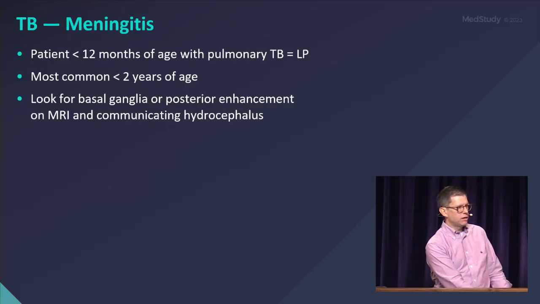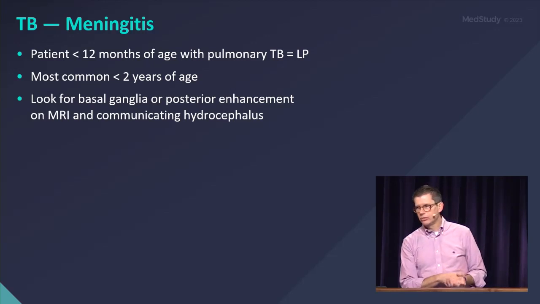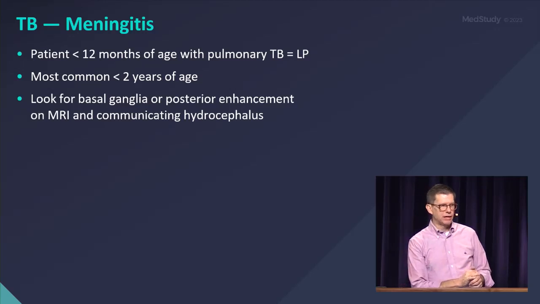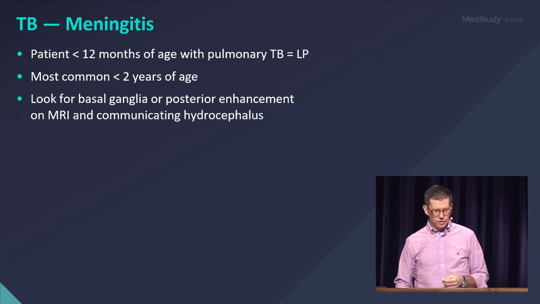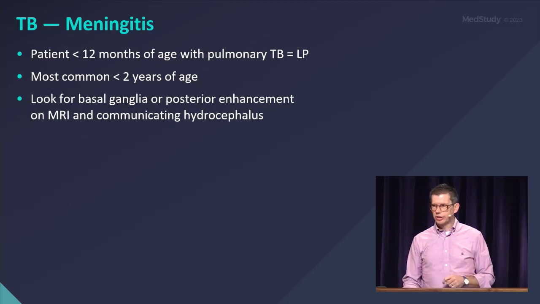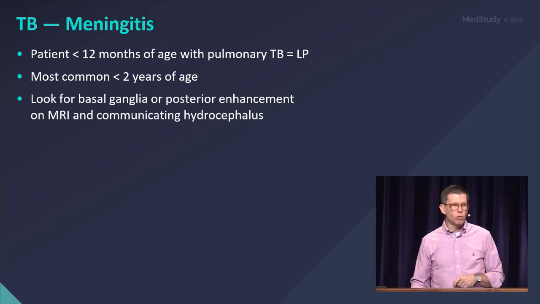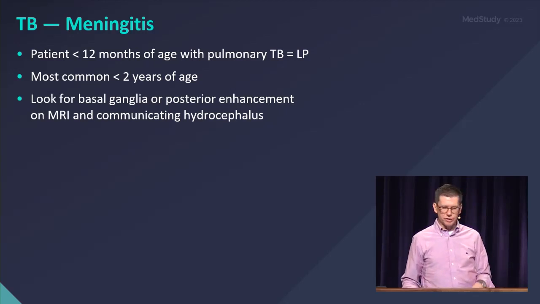TB can infiltrate the central nervous system. Any kid you have who is less than 2 who has pulmonary TB has to have a spinal tap because the likelihood of TB going to the central nervous system is very high. We can do an MRI that looks for basal ganglia or posterior enhancement. And oftentimes they'll have communicating hydrocephalus, and the prognosis for TB meningitis is pretty poor, oftentimes because of the delay in diagnosing it.